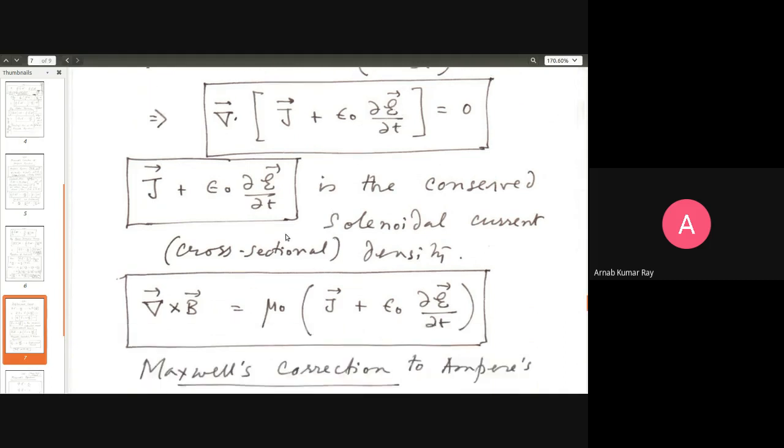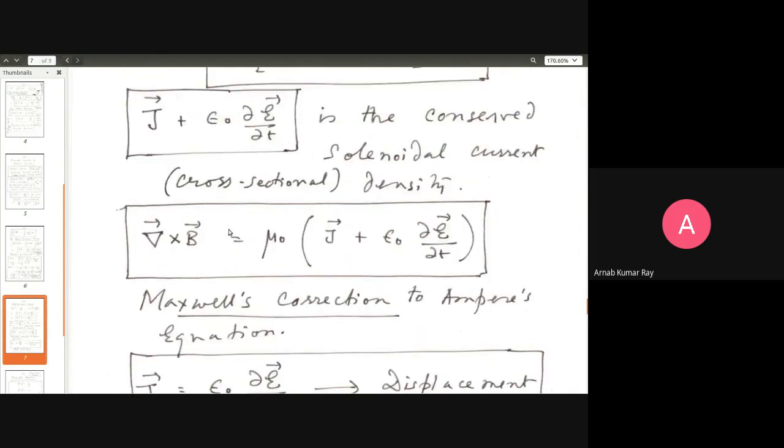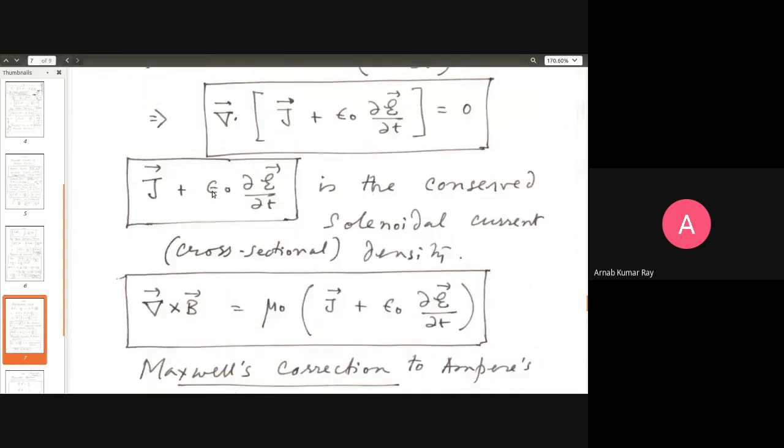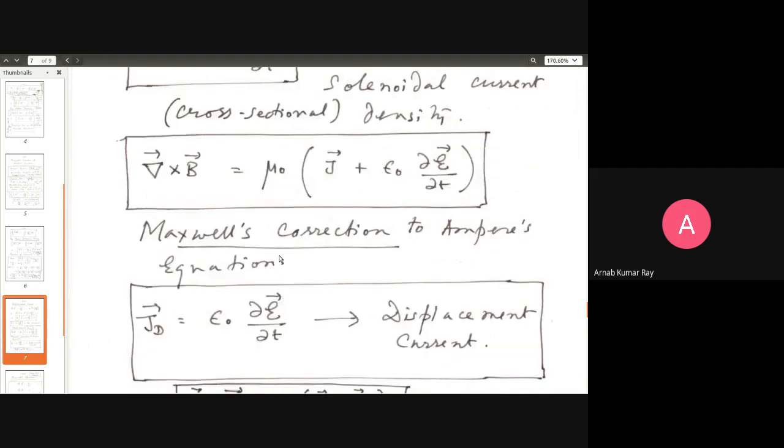So this is a great leap of faith. What Maxwell did was, there's the mathematical proof of this thing. He just said that under explicit time variation, if this is the cross-sectional current density, then curl of B is equal to mu naught J has to be replaced by curl of B is equal to mu naught J plus this thing. So this is Maxwell's correction to Ampere's equation. This is one great idea of human history. I mean, we will see how. Maxwell gave this; so this is the cross-sectional current density, normal current, normal flow of charge.